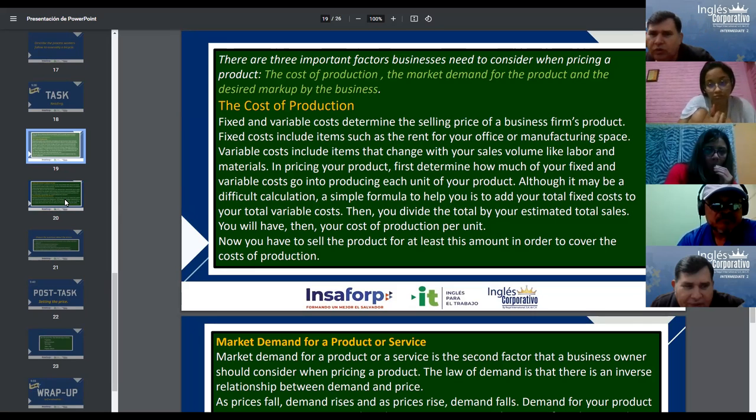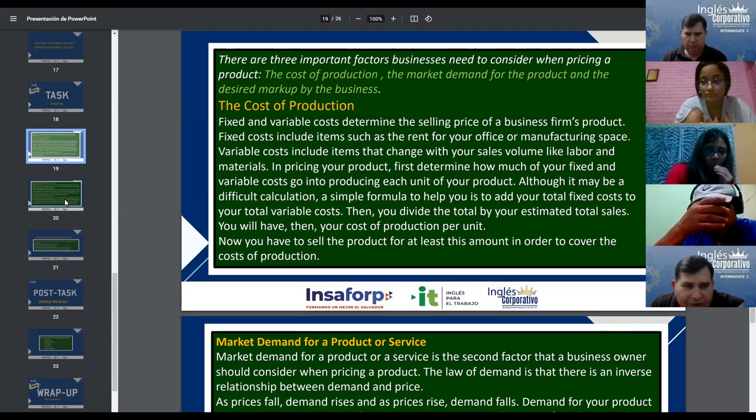There are three important factors business need to consider when pricing a product: the cost of production, the market demand for the product, and the desired markup by the business. Okay, Ignacio, you can continue. The cost of production. I'm sharing the screen. First, determine how much of your fixed and variable cost goes to production.